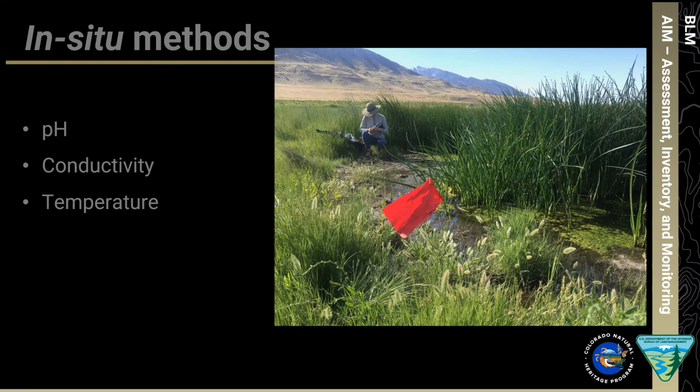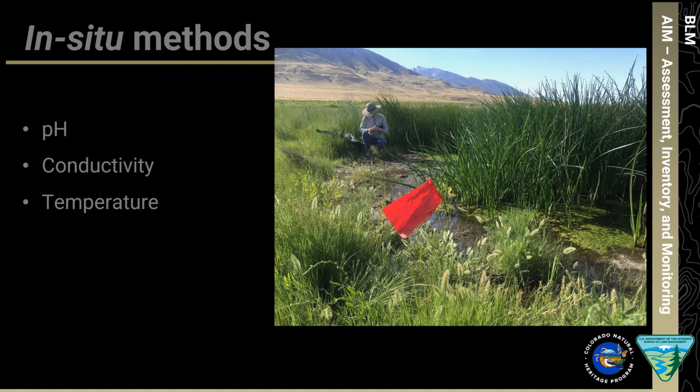When collecting in situ water quality data, we collect pH, conductivity, and temperature. pH is a measurement of hydrogen ions in a solution. The more hydrogen ions, the more acidic the solution, and the less hydrogen ions, the more basic the solution. Runoff from activities such as mining can result in lower pH values.